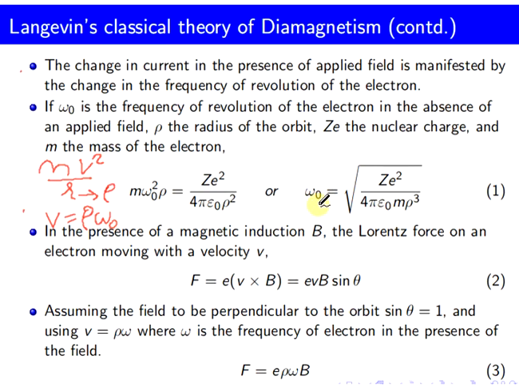From this equation we can obtain the expression for omega 0, that is the square root of Z square by 4 pi epsilon naught into m rho cube.